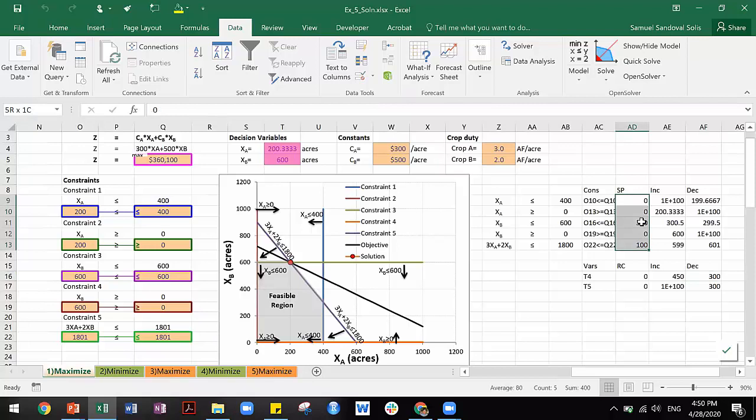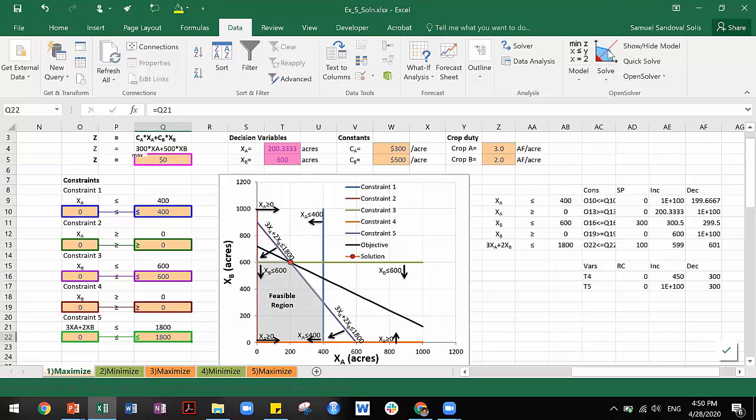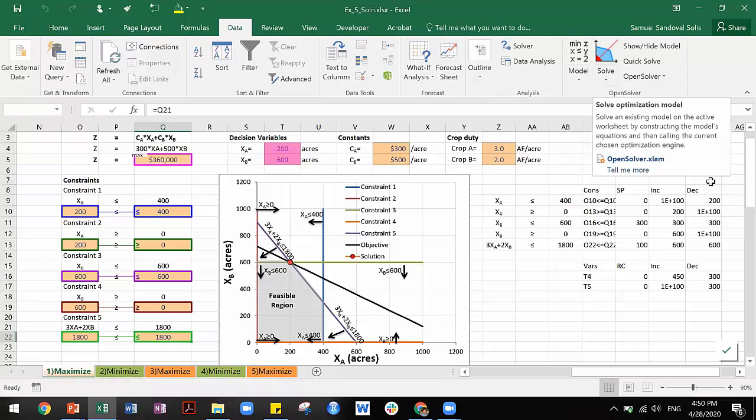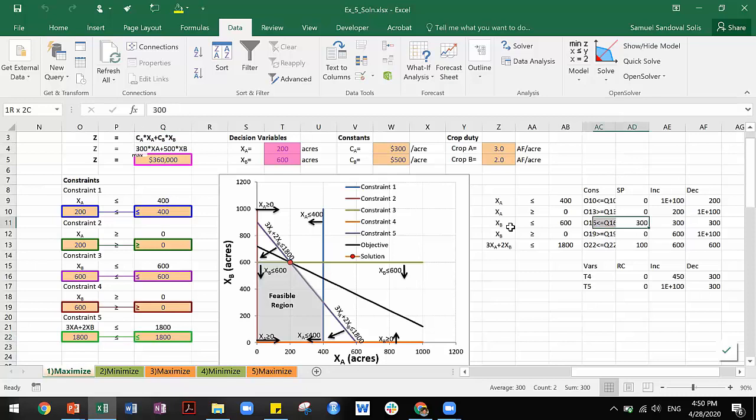So we have that the shadow prices for this is 300 and 100. So automatically the optimization model is calculating the shadow prices for you and telling you that this constraint is worth 600. It's telling you O16 and Q16. So this O16 less or equal than Q16. This is $300, and this one is $100. Why is this important?